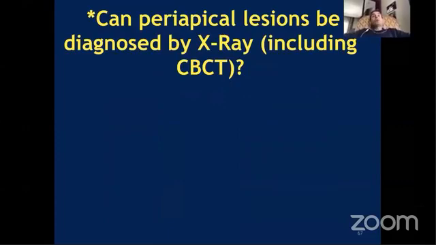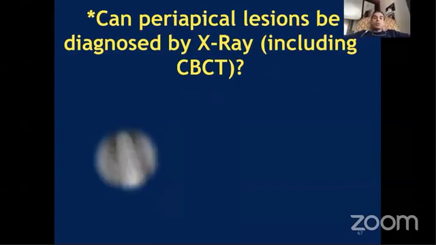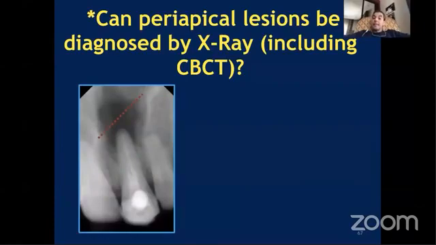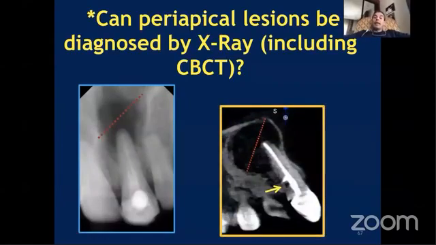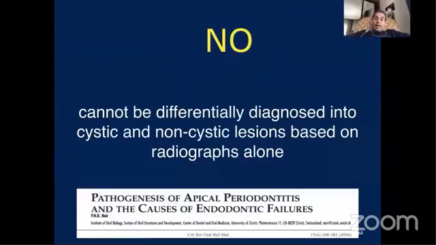Now, we always have two questions. First, can periapical lesions be diagnosed by X-ray or CBCT? Can we differentiate between those three types of lesions if we look at the X-ray, either periapical or the CBCT? The answer is no. It cannot be differentially diagnosed into cystic and non-cystic lesion based on radiographs alone.